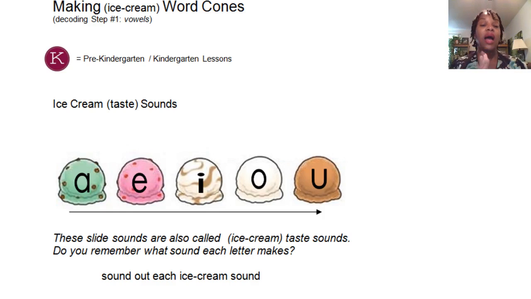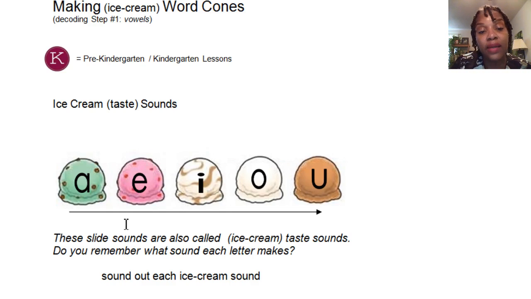So this is what I want you to think of: the five special sounds that we've learned as ice cream sounds, right? And remember, we talked about how these sounds are taste sounds. They give the word taste or flavor, right? So I want you to think about these five sounds as ice cream sounds, and all the other sounds you've learned or are going to learn are cookie sounds. There are only five ice cream sounds and the rest are cookie sounds, all right?